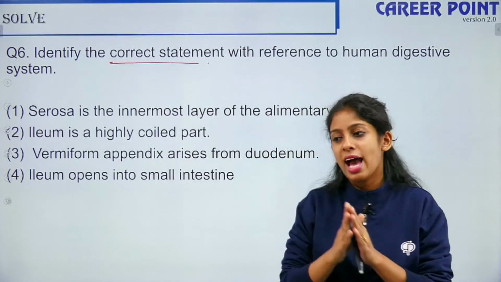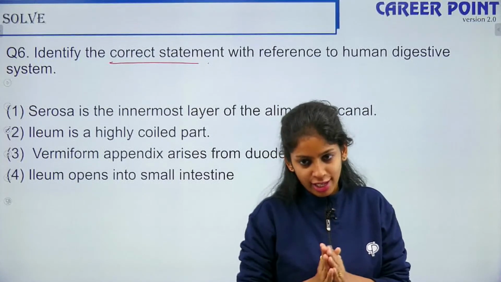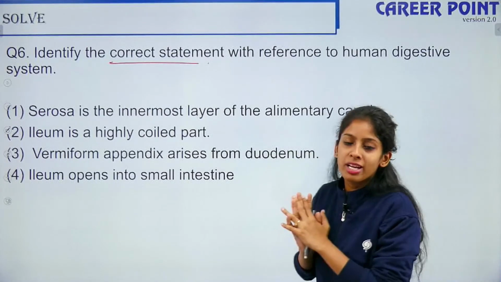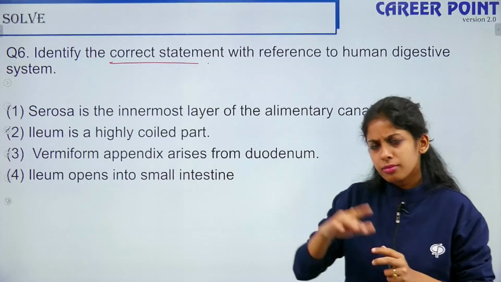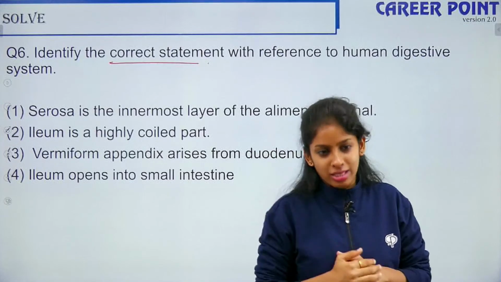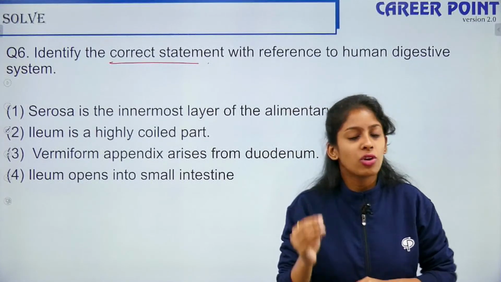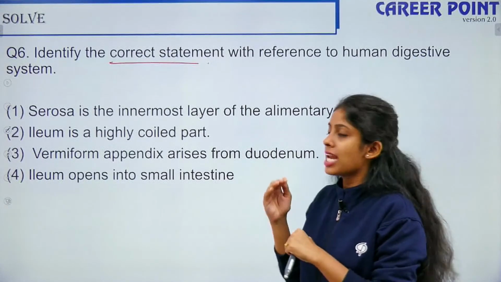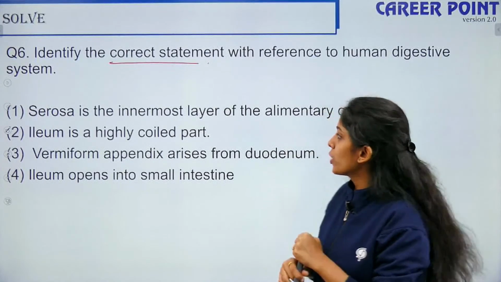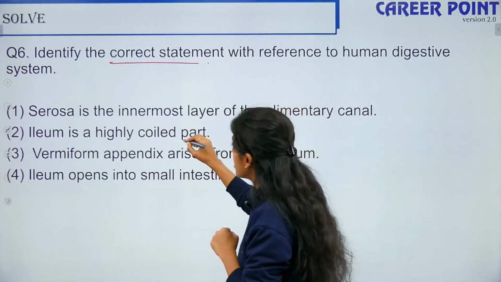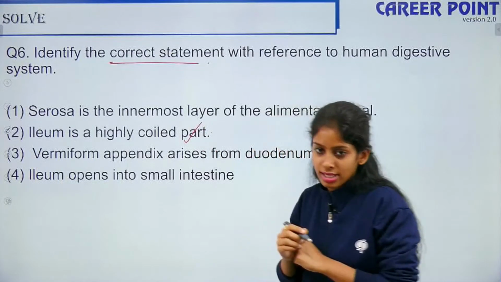But since I have a limit of only 1 hour for my lecture, I have to solve as many questions as possible. Out of 52 questions from class 11, I at least want to solve 30 questions. So that is the reason I am being a bit quick. Yes, Veera Shanmugam. So ileum is the highly coiled part. This is the right answer.